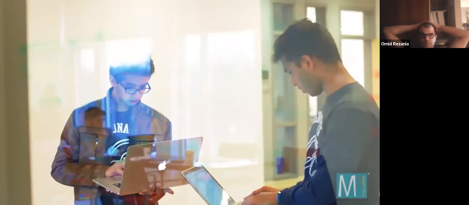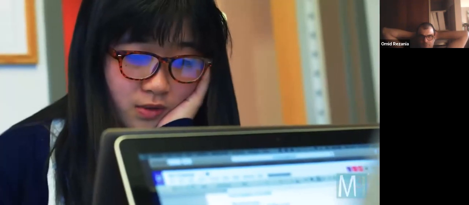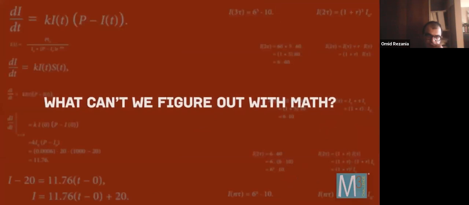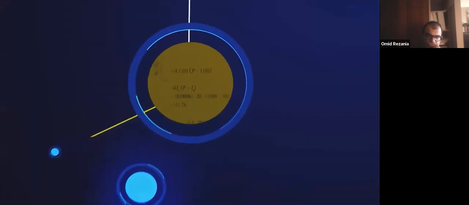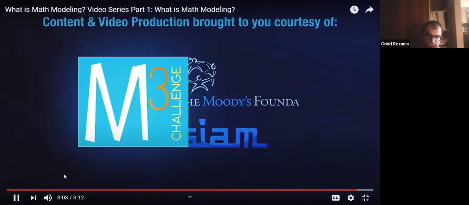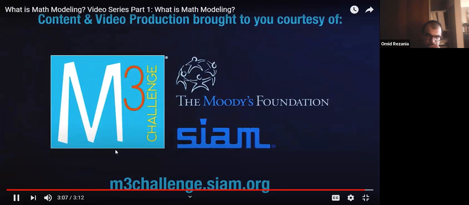It's extremely important. Math modeling can help us answer big, messy questions about things like recycling options, spread of disease, and even the thrill factor of roller coasters. So now, instead of asking, what is all this math good for? The question becomes, what can't we figure out with math? For more information on the math modeling process, visit m3challenge.siam.org.